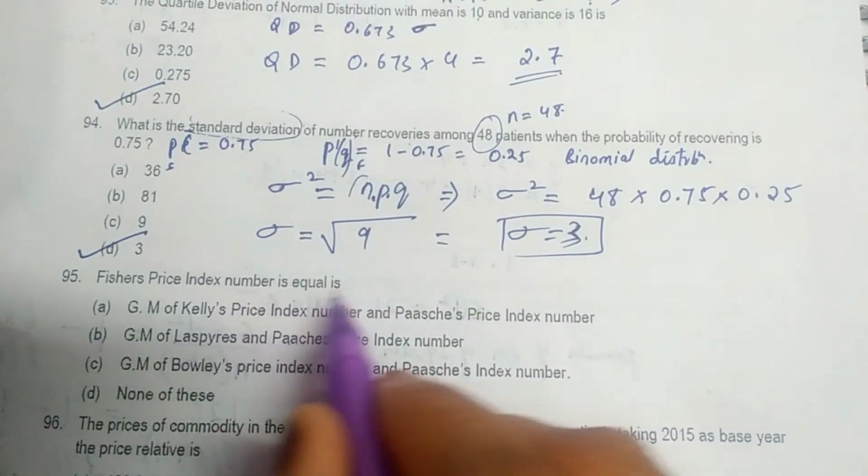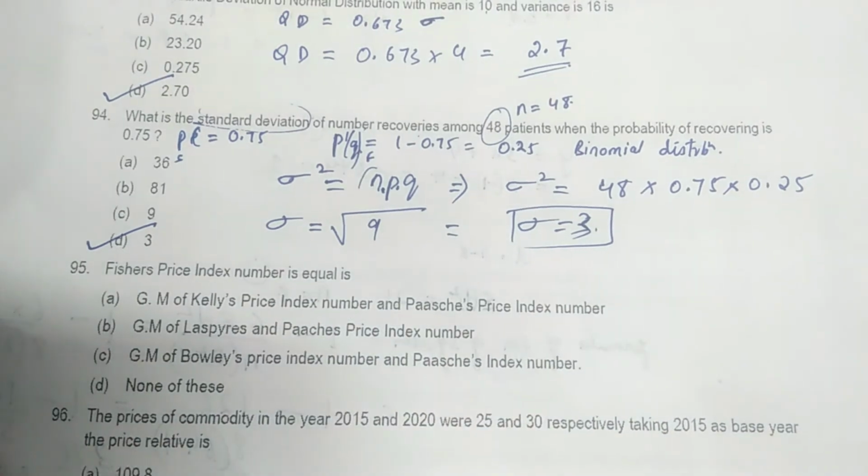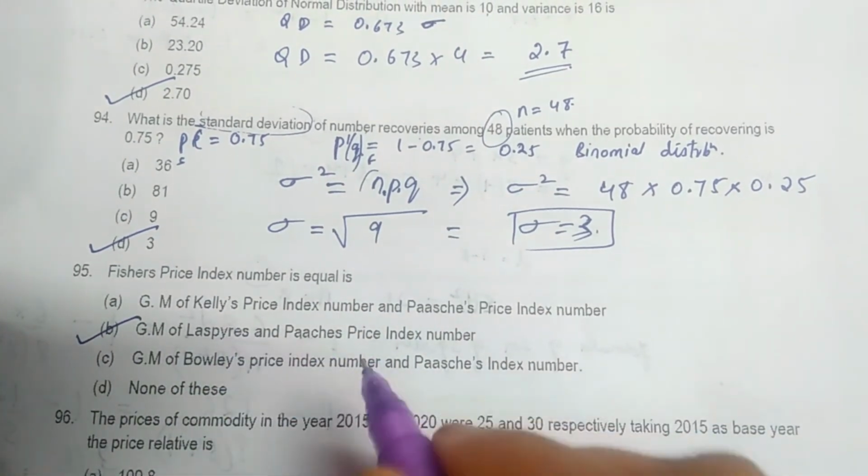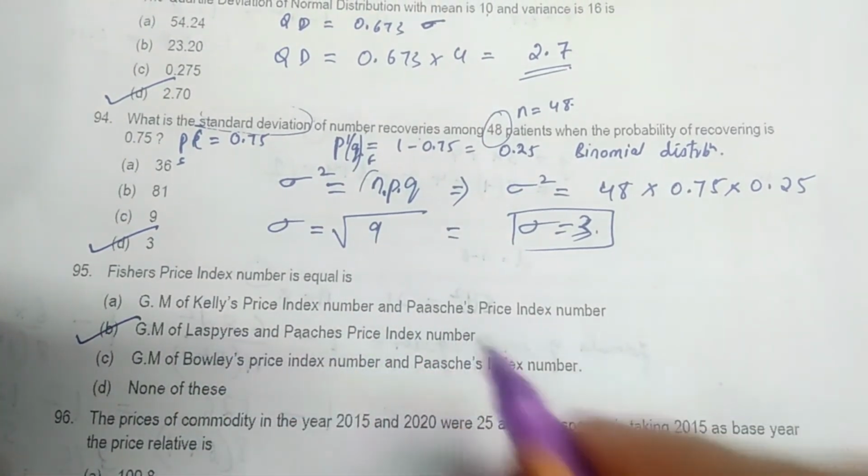Okay, now this is the direct answer. Fisher's price index number is, it's B, the geometric mean of Laplace's and Paasche's price index numbers.